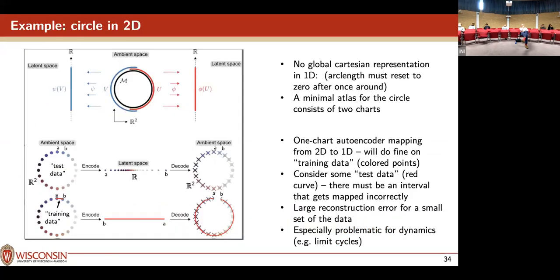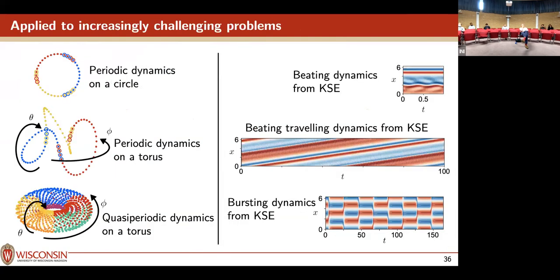Just in the interest of time, I've done this on a bunch of cases. Some very simple things, like periodic dynamics on a circle, periodic or quasi-periodic dynamics on a torus, and various Kuramoto-Sivashinsky models or parameters. What's interesting is the particular case with bursting dynamics in Kuramoto-Sivashinsky. You sit near a saddle point for a long time with a particular phase, and then you flip very quickly to a different steady state that's just shifted in phase from the first one. So basically you have a saddle point, a nearly heteroclinic connection, and another saddle point.